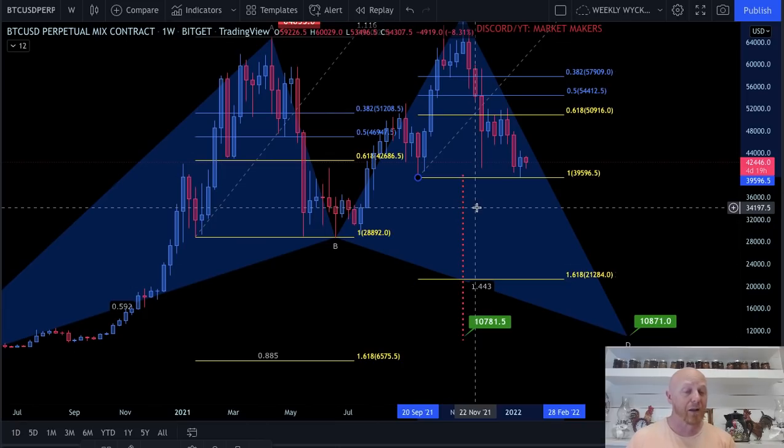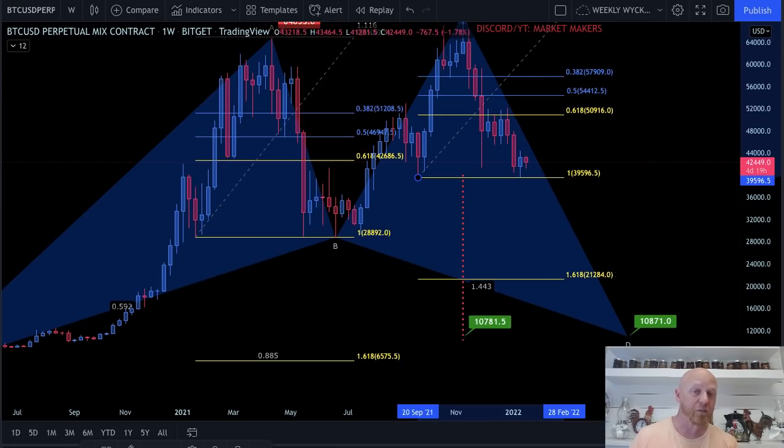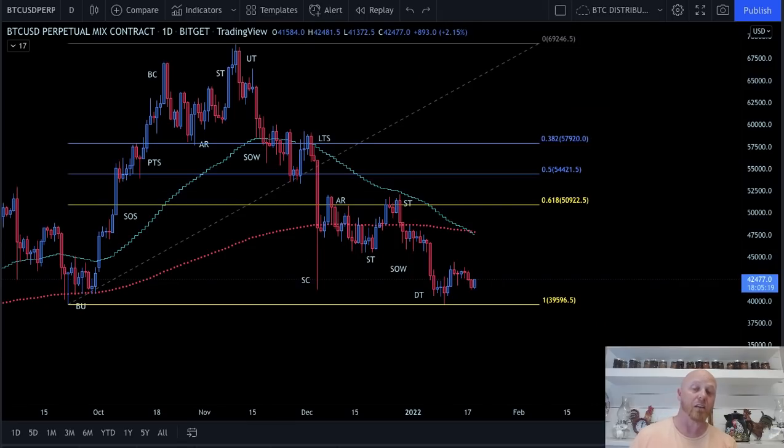So for me, it's not about being bullish or bearish. It's about holding the market structure together. And right now, we are still accumulating. We are in the Wyckoff accumulation cycle unless we lose that key support at 39,596. And I'll show you what that looks like on XRP, okay?